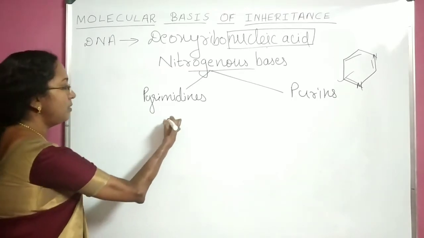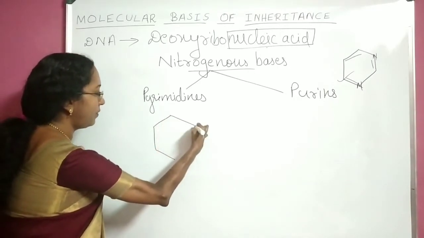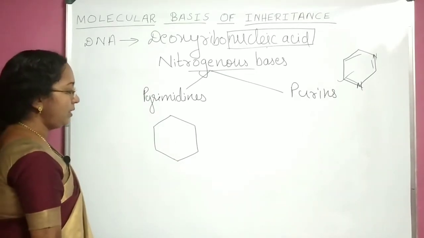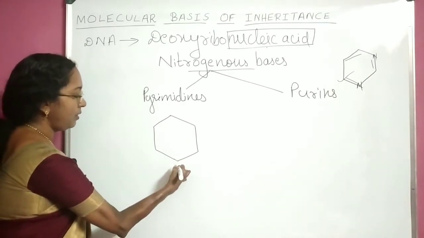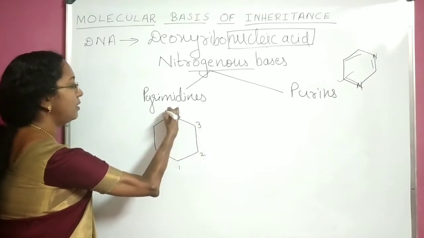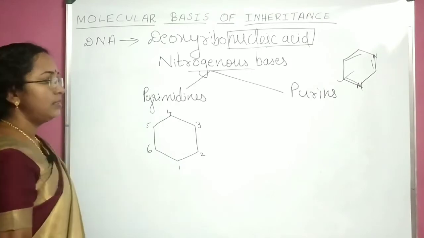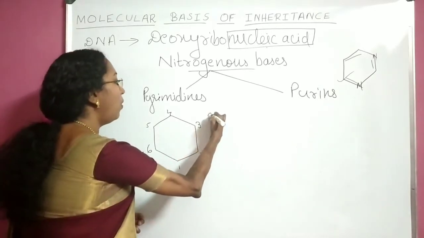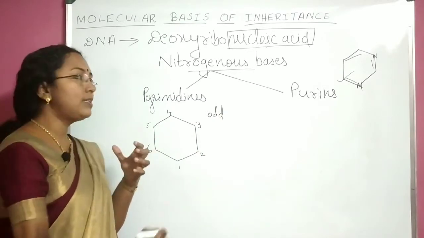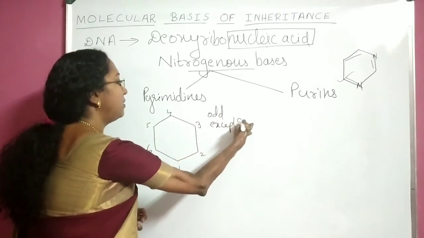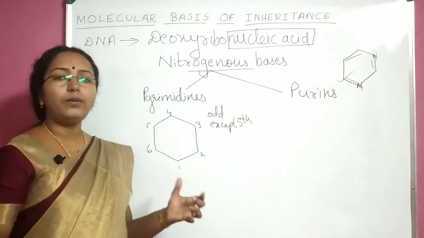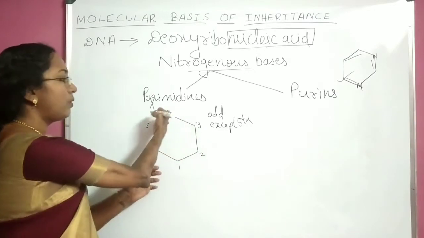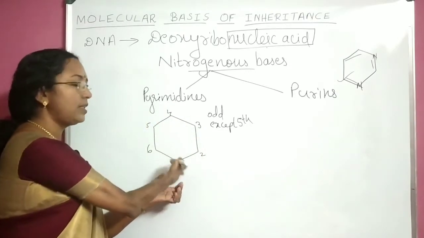Pyrimidines have a 6-membered ring. In this 6-membered ring, let me start numbering the ring from here: 1, 2, 3, 4, 5 and 6. Nitrogen is present in all the odd numbers except the 5th position. Wherever I have put odd numbers, nitrogen is there, except 5. So how to number it? You start from below and go anti-clockwise: 1, 2, 3, 4, 5, 6 like this.